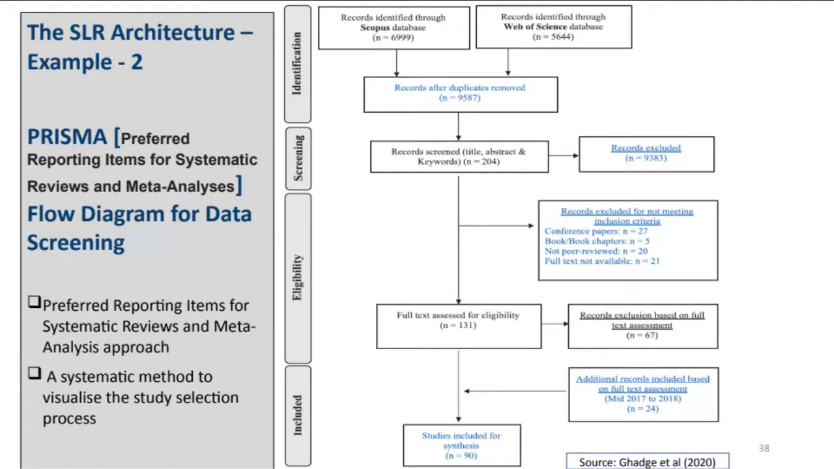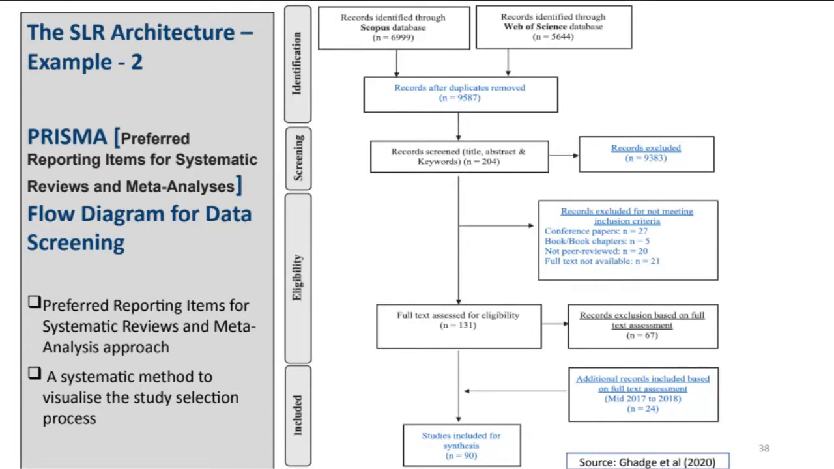You have a reference here, which I will give you in the reference list. You can read this article also. This is the PRISMA flow diagram. It does the same thing, but from top to bottom. As you can see, the first step is identification of articles, like from Scopus and Web of Science. They then remove the duplicates. Then they do the title and abstract screening. This is the first screening stage.